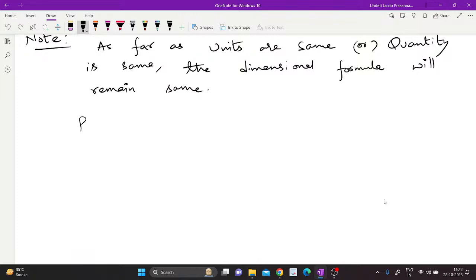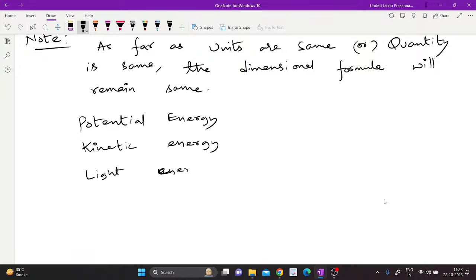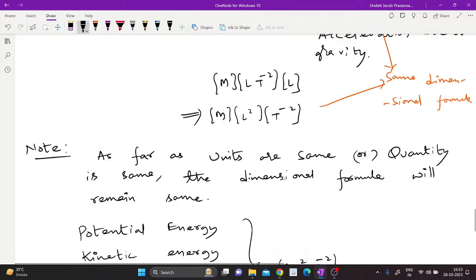You take potential energy. You take kinetic energy. You take light energy. You take sound energy. Right? So all of them will have the same units basically, joules, etc. So all will have dimensional formula as M L square T power of minus 2. M L square T power of minus 2.